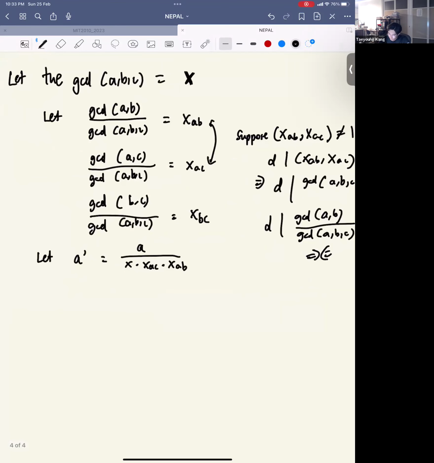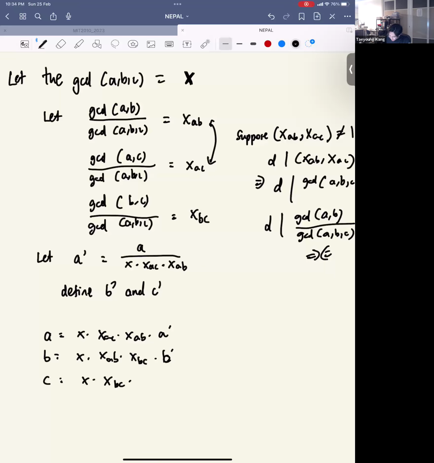So we let A prime equal this and define B prime and C prime similarly. So A equals X times XAC times XAB times A prime. B equals X times XAB times XBC times B prime. C equals X times XBC times XAC times C prime.